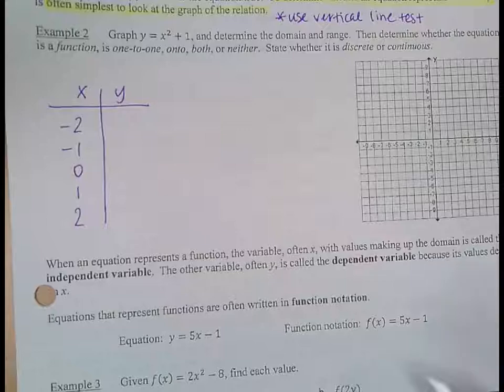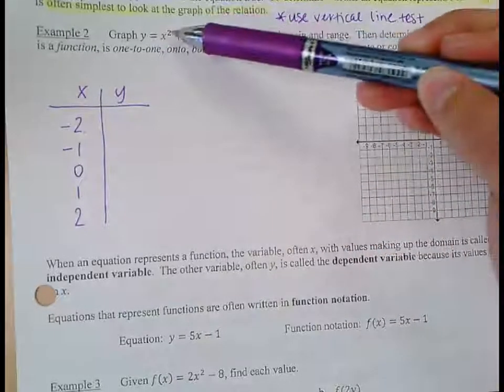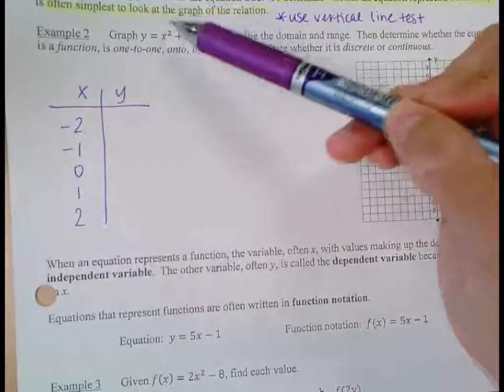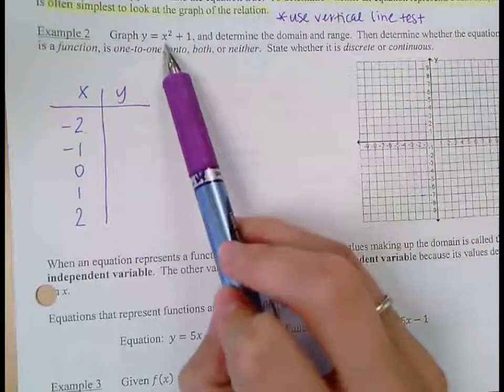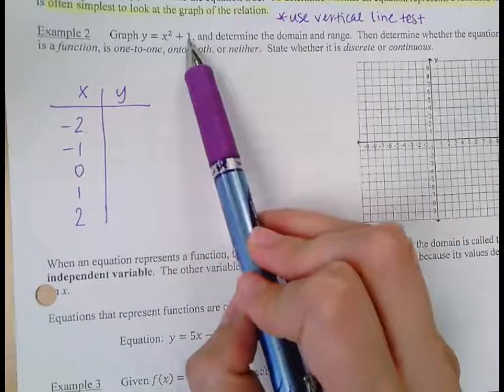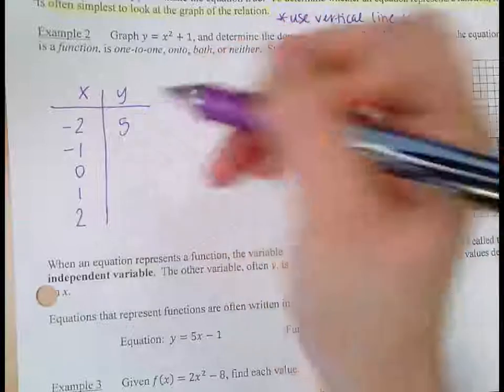And then I just need to substitute those x values into the equation and then evaluate to find the y value. So if x is -2, I replace that for x. So I have -2 squared is +4, and then +1 is 5. So that y value is 5.